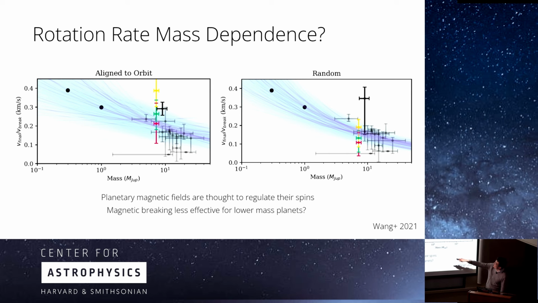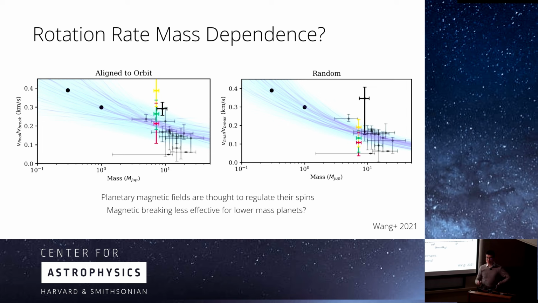Although if you block out Jupiter and Saturn, this blob here looks a lot less significant than when you add these 2 points. So one of the things we're trying to do with KPIC, because we have this new high contrast capability, is to detect more planets in this 1 to 10 Jupiter mass range to populate that part of the diagram, to see whether, even without Jupiter and Saturn, we see some trend here. Because we generally think that planetary magnetic fields regulate the spins of planets at very early times. But if there is a mass dependence, that might tell us that somehow this regulation is less effective for low mass planets in some way. And that'll be interesting to try to understand.